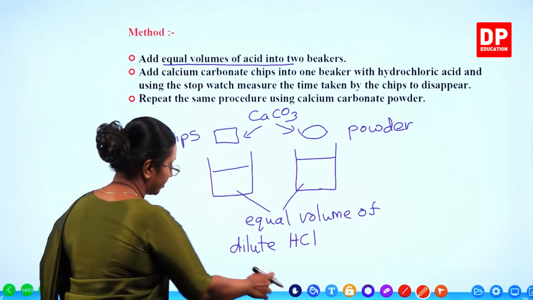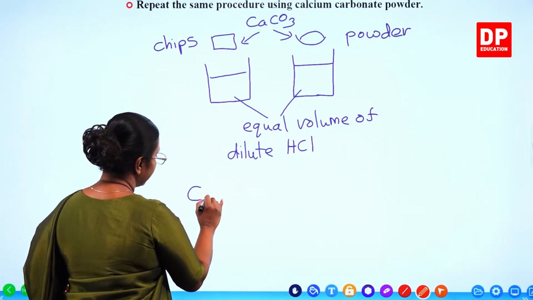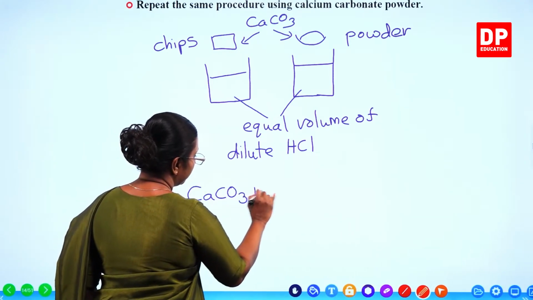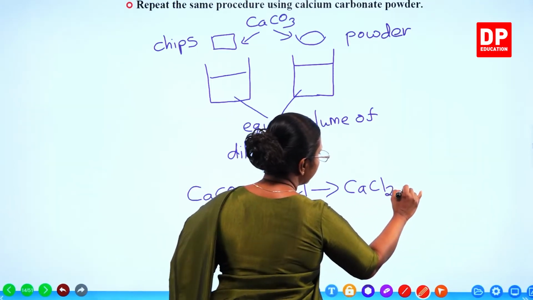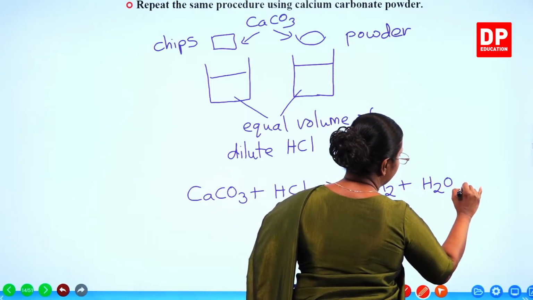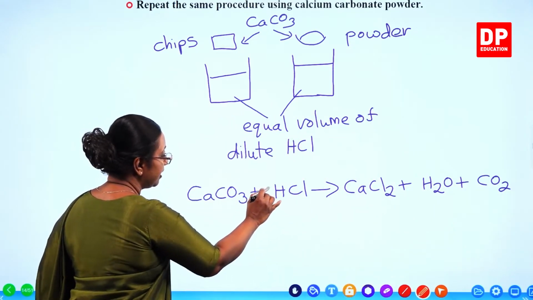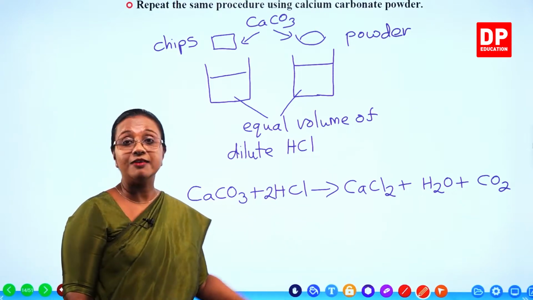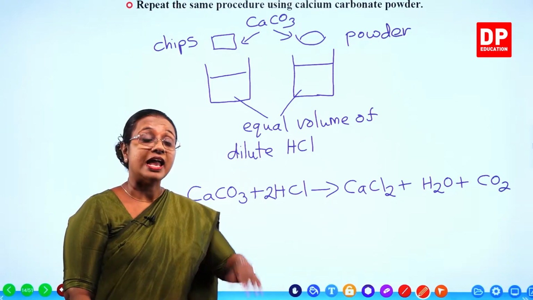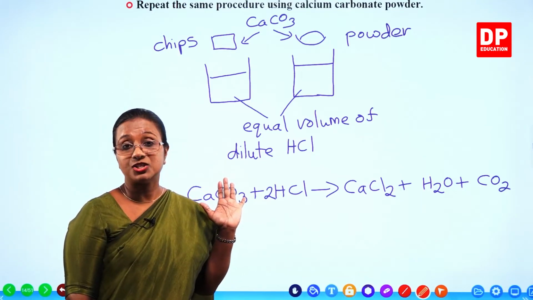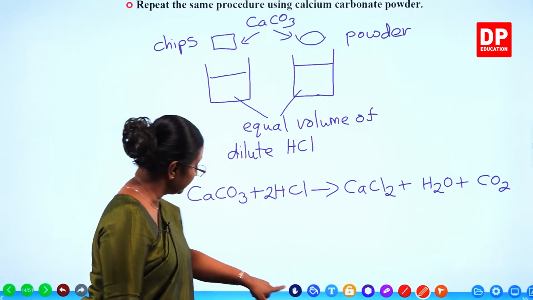So what is the reaction? You all know the reaction, and you all know the products also. Calcium carbonate with hydrochloric acid will give rise to calcium chloride, water, and carbon dioxide. Now that you are familiar with balancing reactions, you all know we need to have 2 HCl. So you can observe the rate of fizzing, and when that stops, you know the reaction is complete. So that is how we observe this reaction.